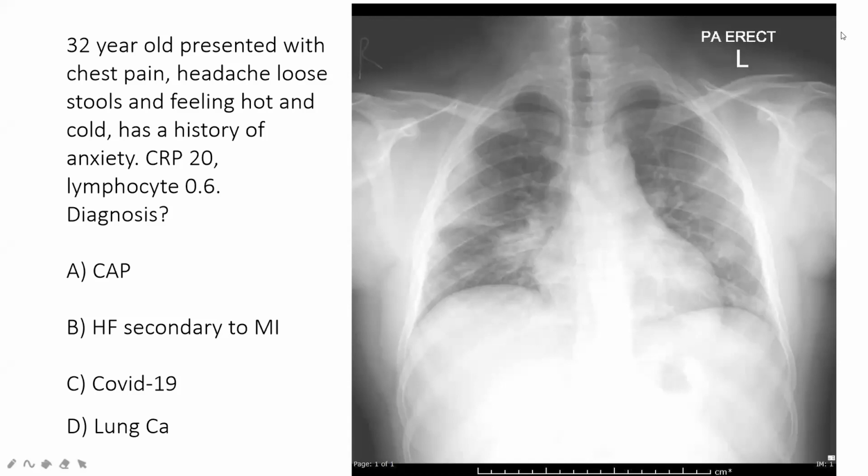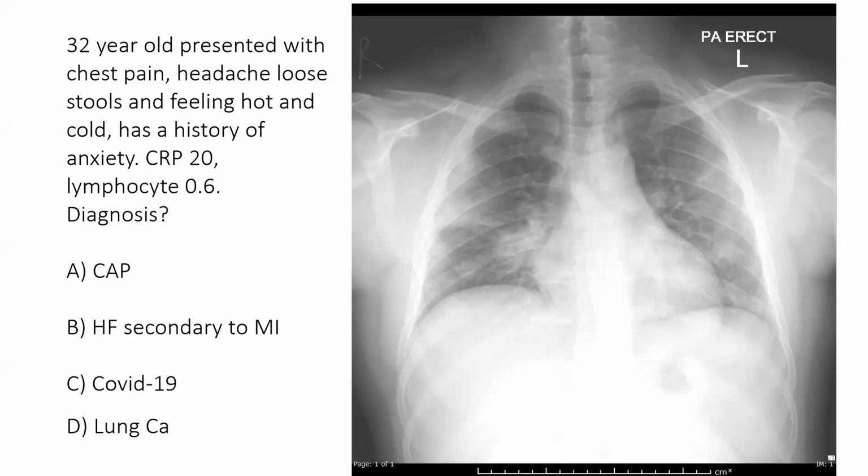All right, so I'm going to go through some cases now. There are going to be some MCQ questions as well. You can participate by either writing the answer in the chat box, or you can write it down on a piece of paper, however you wish. So without any delay, let's go to case number 1.